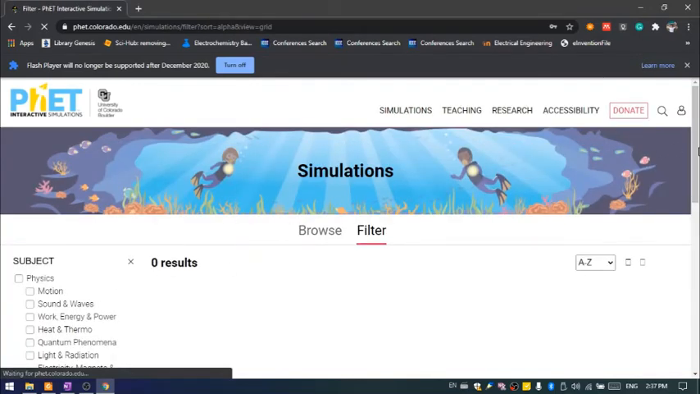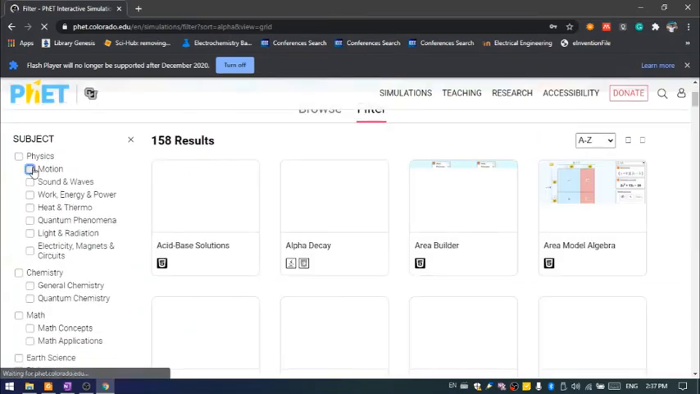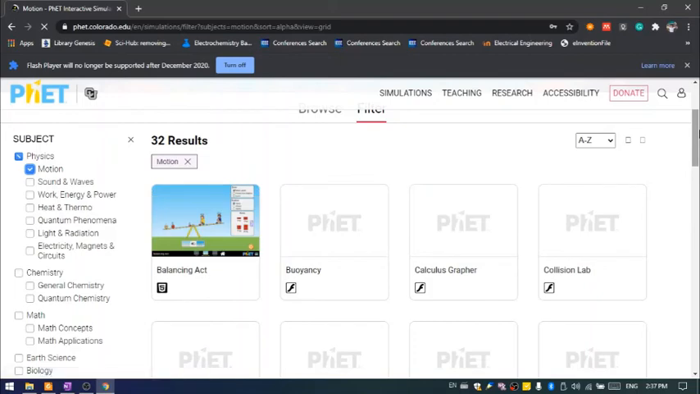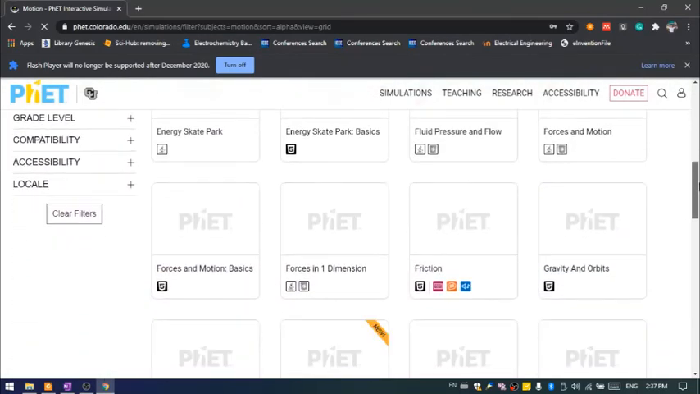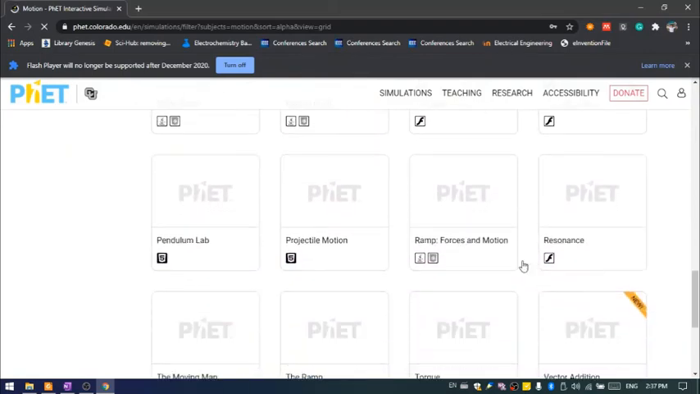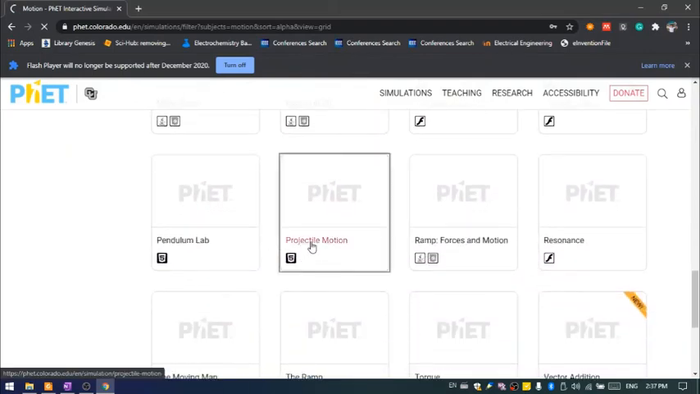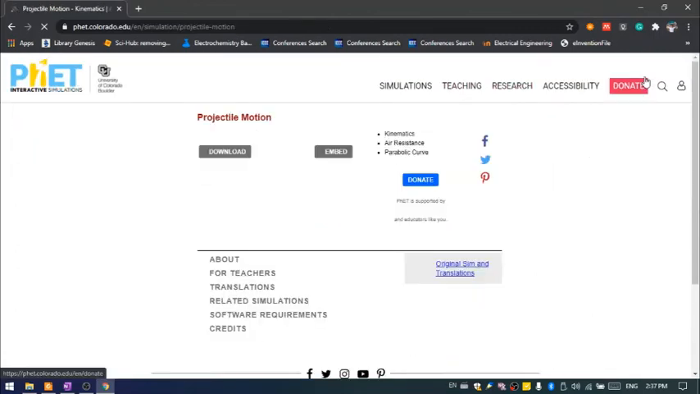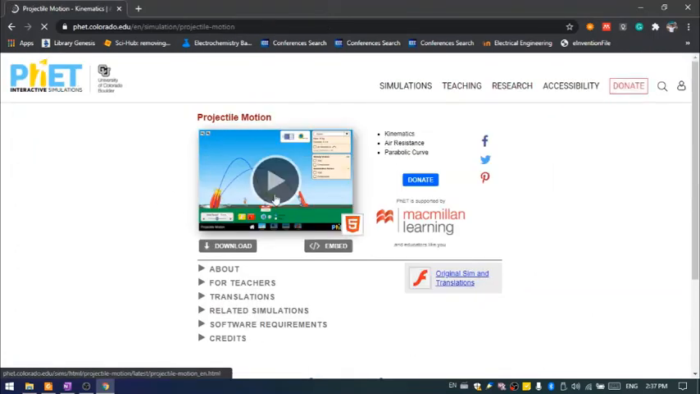Okay, projectiles, so motion, physics, motion. I'm going to look for letter P, projectiles. Okay, projectile motions. So let's try this one.